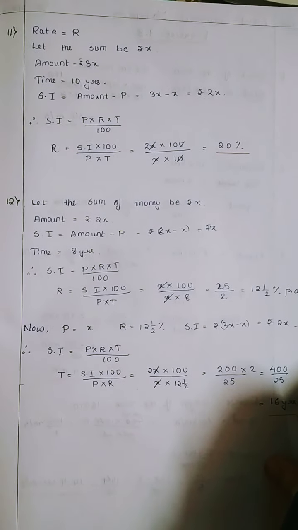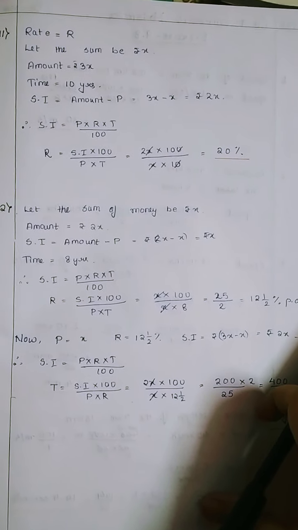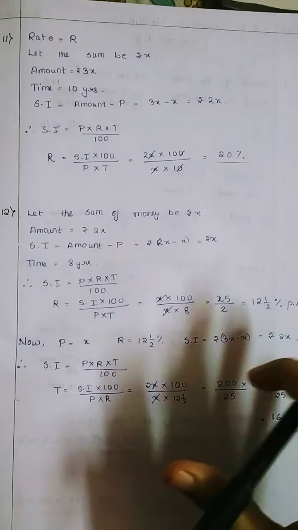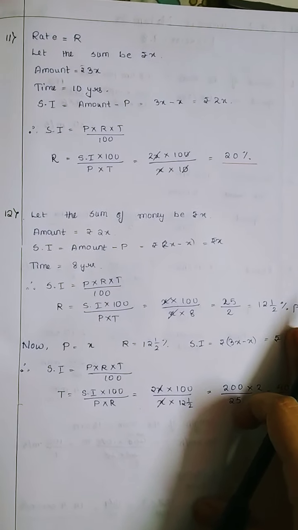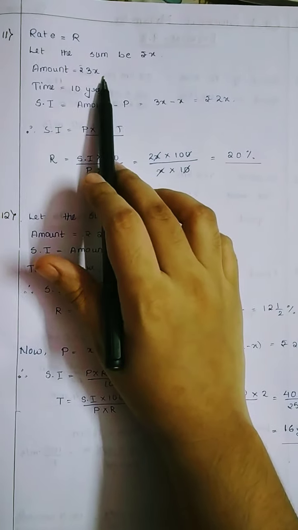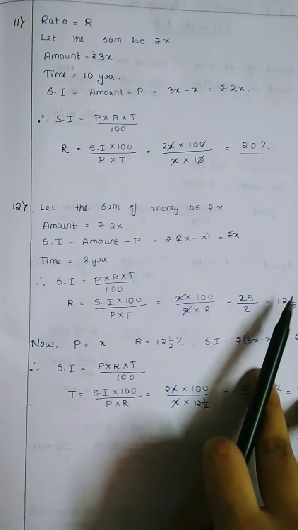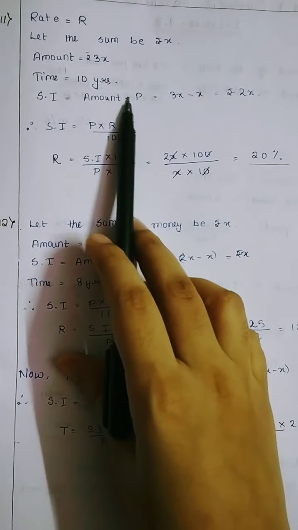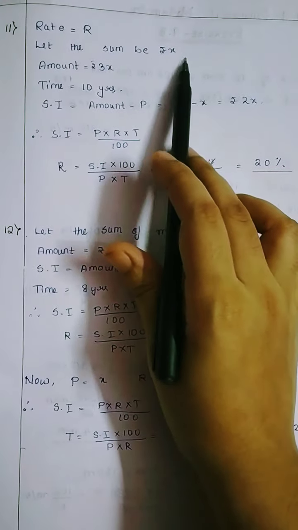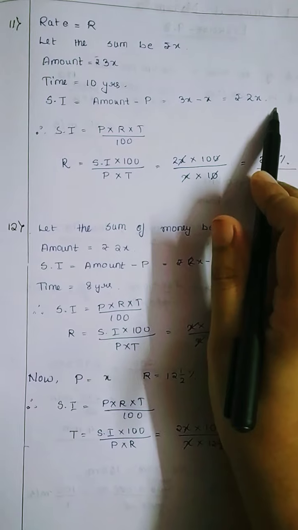So question number 11. Here rate we have to find it out. So rate we can take it as R. Okay. The sum of the amount is not given but it is tripled after 10 years. Means it becomes 3x. If the amount was x, after 10 years it became 3x. And time is given 10 years. Okay. Now the simple interest we know, that is amount minus principal. So amount was 3x and the principal is x. So 3x minus x is 2x. So the simple interest value is 2x.